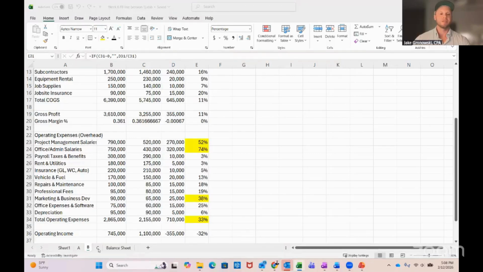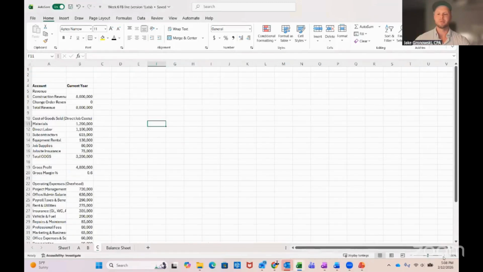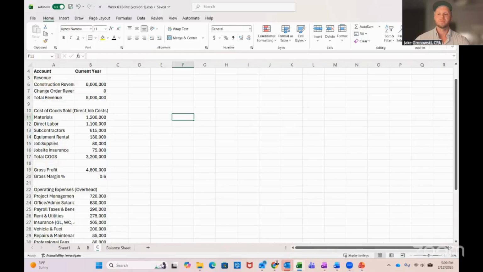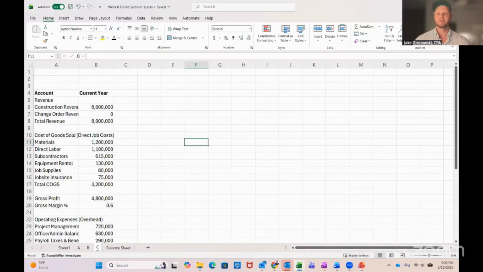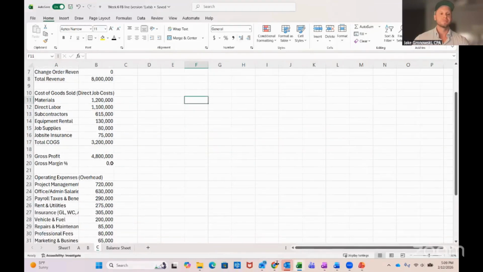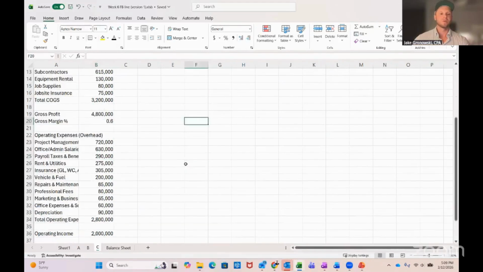So yeah, moving on to the next example. We've got our last profit and loss statement here. So this example, it's just current year revenues and expenses. Looks like a strong gross margin, which is down here, 60%. Good cost control, as you could see.